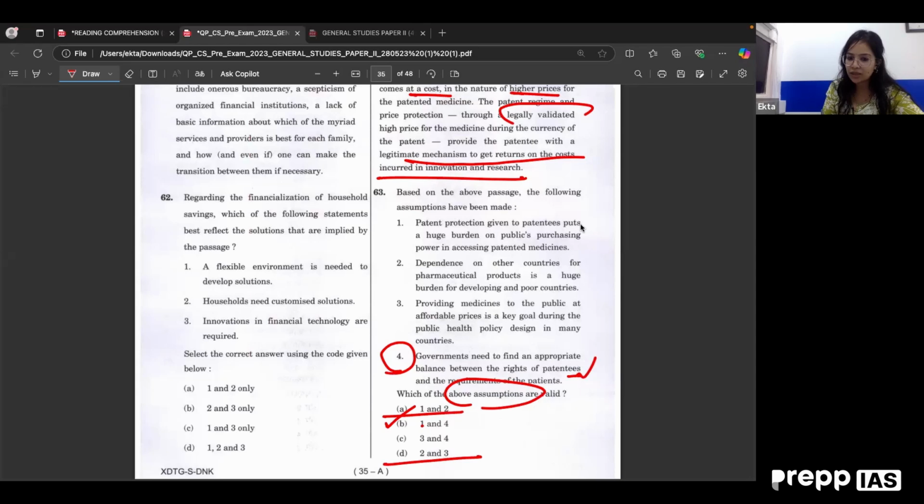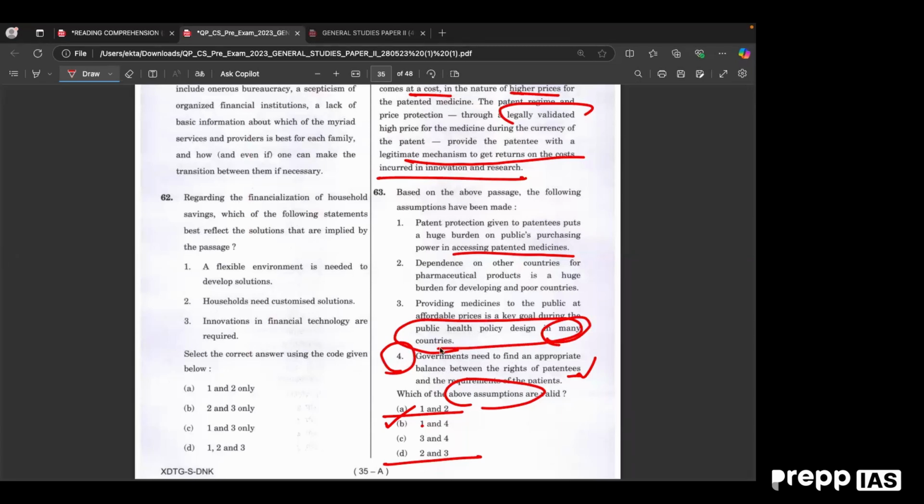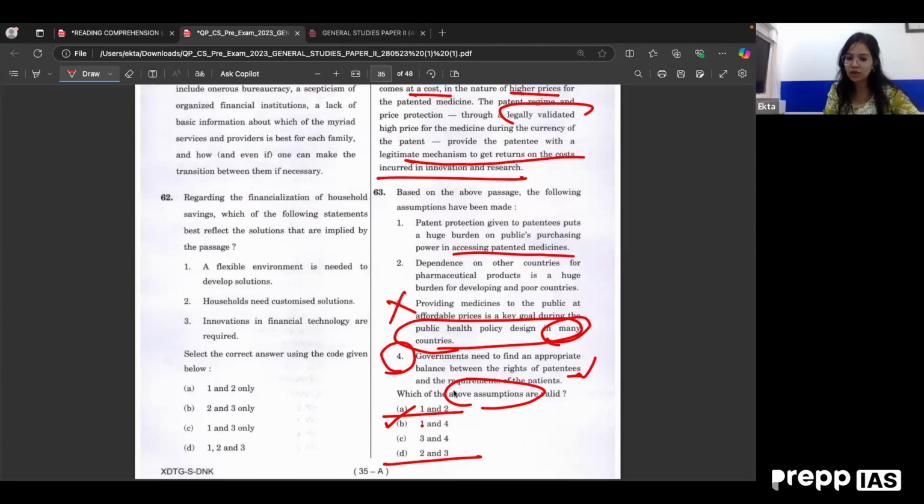Patent protection gives to patentees, puts a huge burden on public's purchasing power in accessing patented medicines. Right? The author ने बोला ही है, he is talking about the high prices. Right? Now, statement 2. Statement 3 में जाते हैं. Providing medicines to the public at affordable prices is a key goal during the public health policy design in many countries. क्या ये information यहाँ mentioned है? Or is it going out of the scope of the passage? Anybody? नो मैम, ये मेंशन नहीं है पैसेज में. Right? Out of scope है हो गया. So we can eliminate C and D. ठीक है?